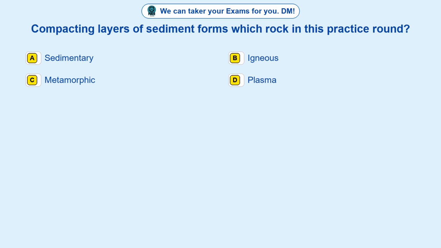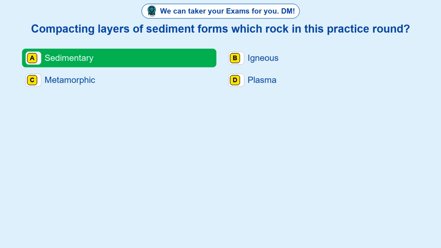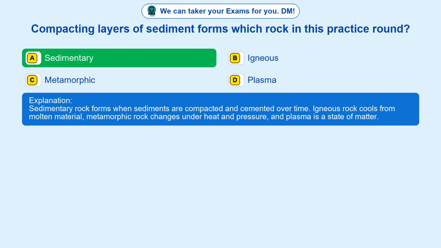Question 85. Compacting layers of sediment forms which rock in this practice round? Option A, sedimentary. Option B, igneous. Option C, metamorphic. Option D, plasma. The correct answer is option A, sedimentary. Sedimentary rock forms when sediments are compacted and cemented over time. Igneous rock cools from molten material, metamorphic rock changes under heat and pressure, and plasma is a state of matter.